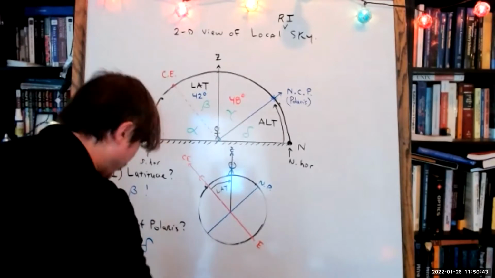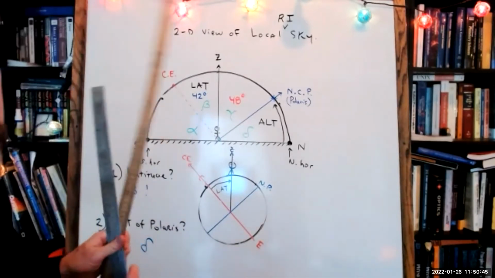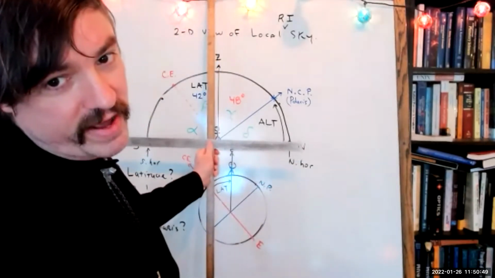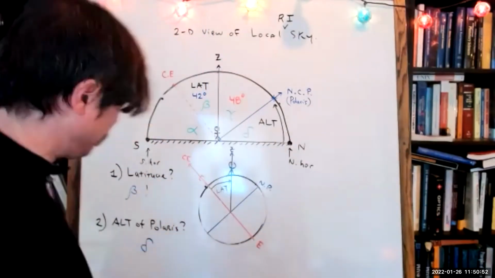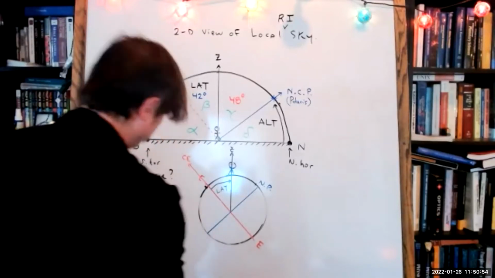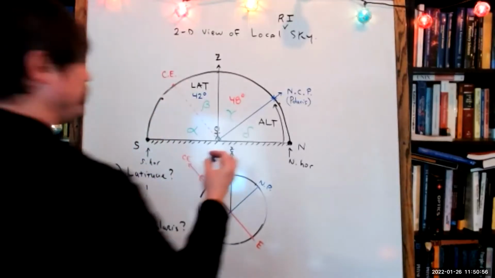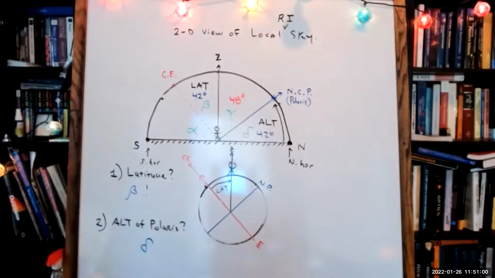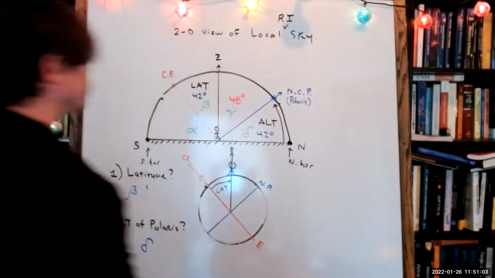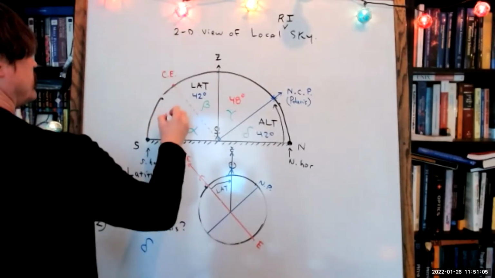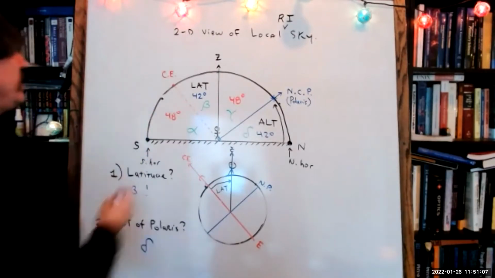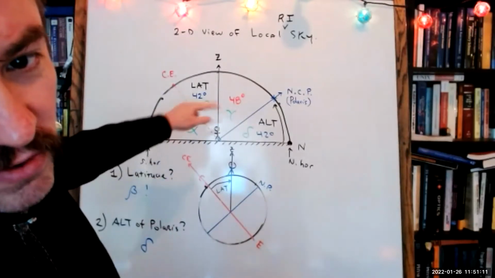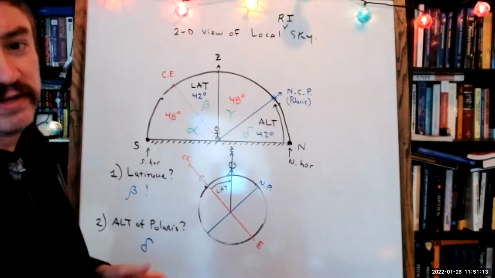I spy with my little eye another 90-degree angle. There must always be a 90-degree angle between the zenith and the horizon, meaning delta must be what? 42. 42 degrees. And for completeness, what would alpha be then? 48. 48 degrees. Now, these angles are the angles in question for a Rhode Island local sky.